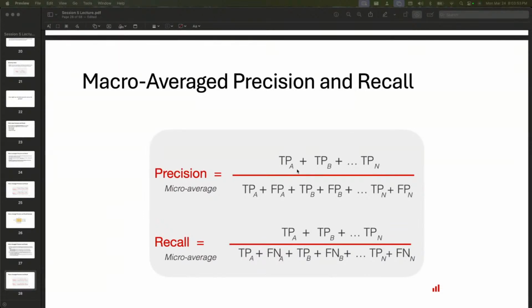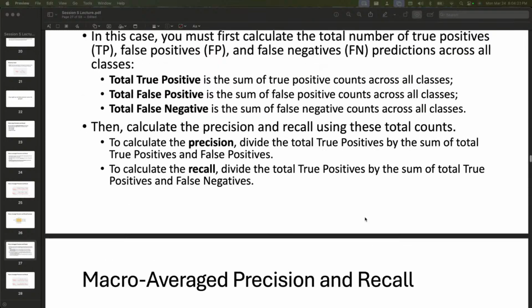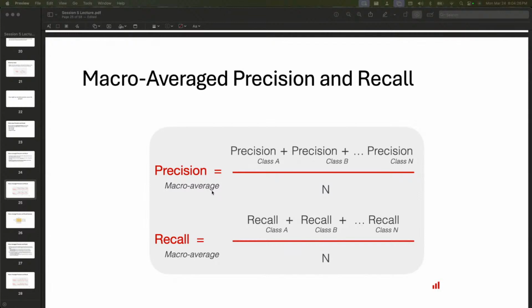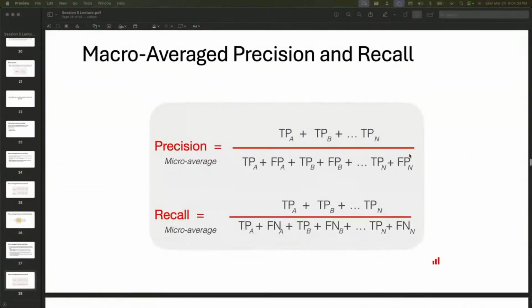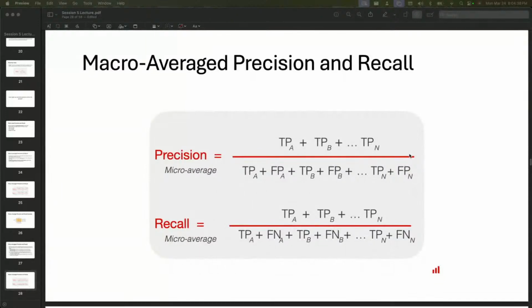Can we get the true positives of class A plus the true positives of class B plus the true positives of class N, all over, remember, true positives plus false positives. So TP over TP plus FP, or TP over TP plus FN for recall. The difference is here that we're still calculating precision and recall. Both of these methods are calculating precision and recall, but this one's a macro average where we're calculating the precision and recall by class. And this one, I'm sorry, I have a typo. This is a micro average, not a macro average. This is a micro average where we're calculating the true positives and the false positives, or the false negatives in the case of recall, and putting them directly into that formula.